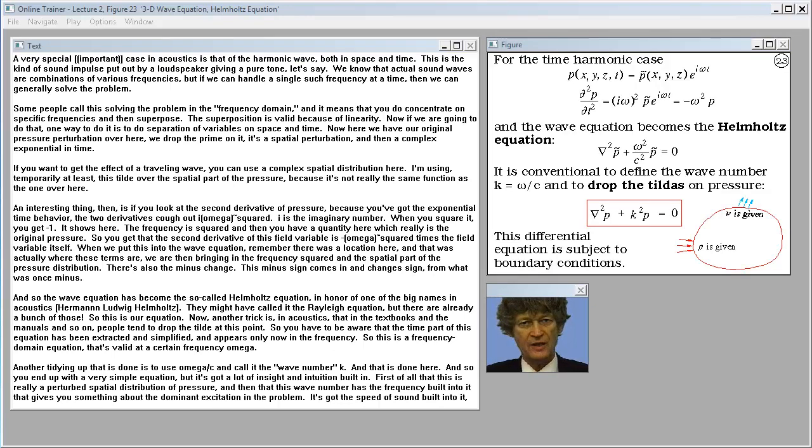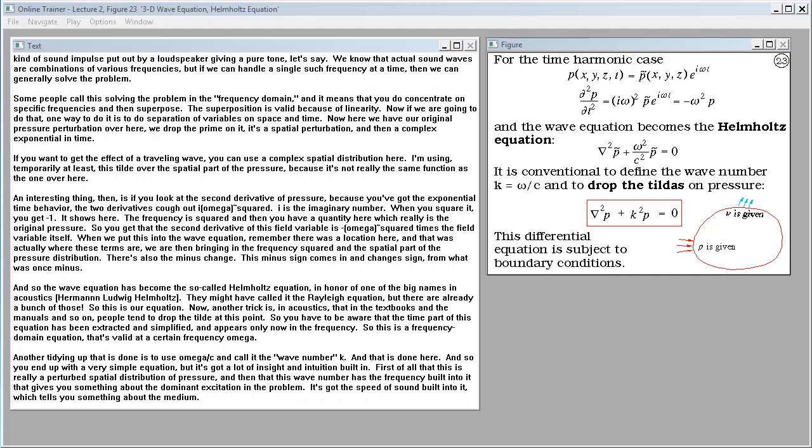A very special case in acoustics is that of the harmonic wave, both in space and time. This is a kind of sound impulse put out by a loudspeaker giving a pure tone, let's say. We know that actual sound waves are combinations of various frequencies, but if we can handle a single such frequency at a time, then we can generally solve the problem. Some people call this solving the problem in the frequency domain, and it means that you concentrate on specific frequencies and then superpose. The superposition is valid because of linearity.